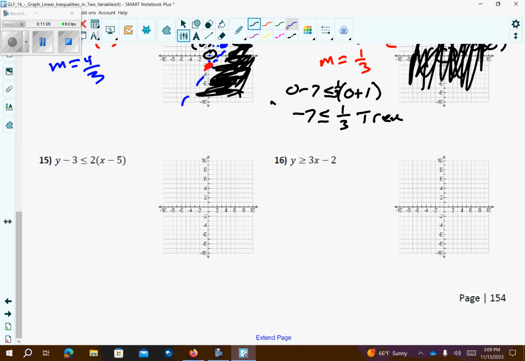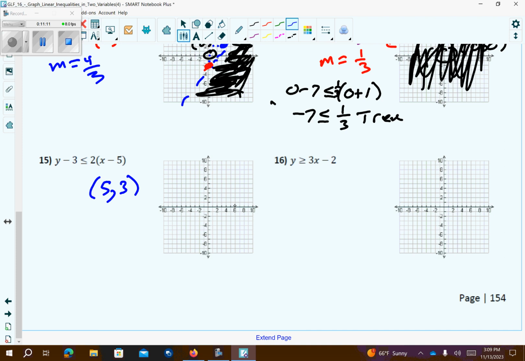Last two. So I'm going to do the opposite because I have parentheses. Opposite. So I have right 5, down 3. Excuse me. And then I have a slope of 2/1. So from this dot, I'm going to go up 2, right 1. It's a solid line because I have that equal sign.